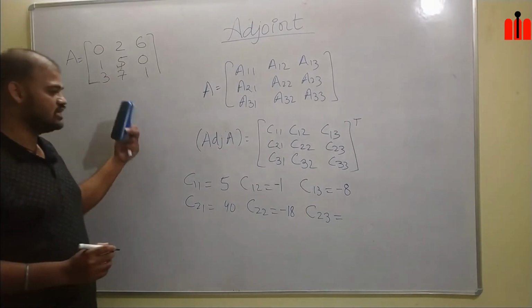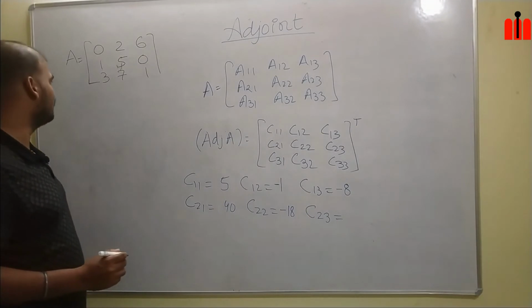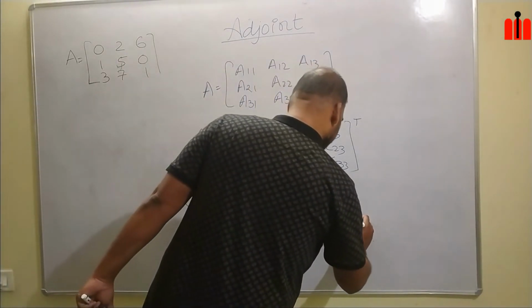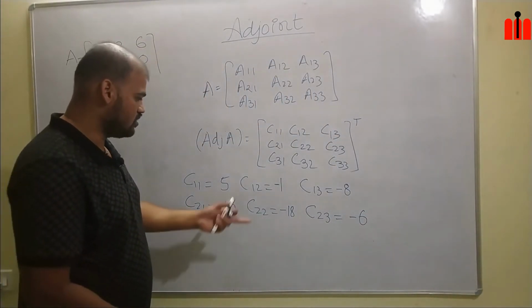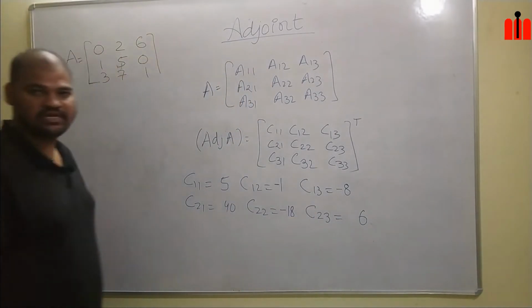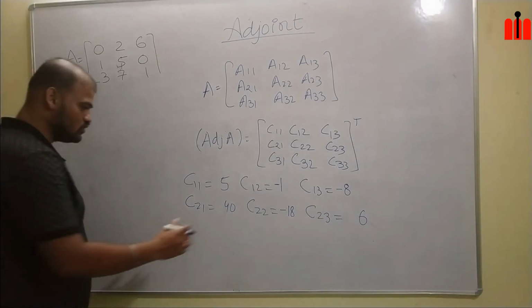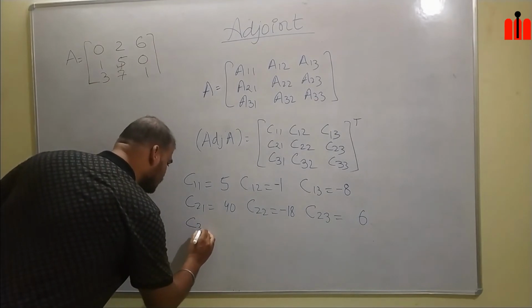What is my C23? For C23, you have to strike off the second row and third column. So it will be 7 into 0 minus 6. So it is minus 6, and there will be a negation of the minor in this. So it will be plus 6, because 2 plus 3 is odd. So that's why we have to negate the minor.